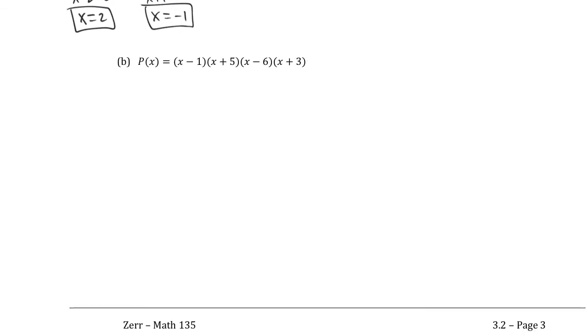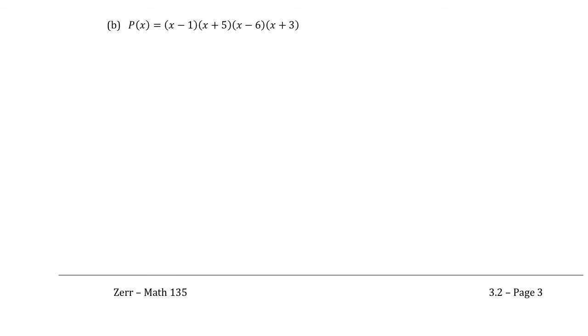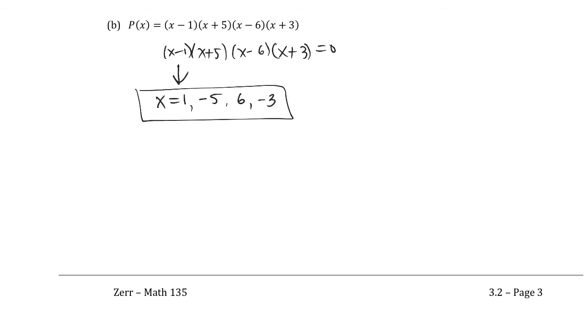Okay, on this one, we have it already factored. So when is this all equal to 0? And that happens a bunch of places: when x equals 1, negative 5, 6, and negative 3 by the zero product property.